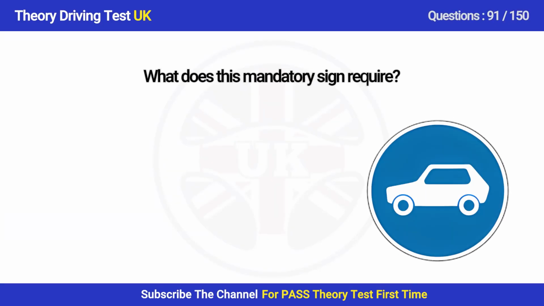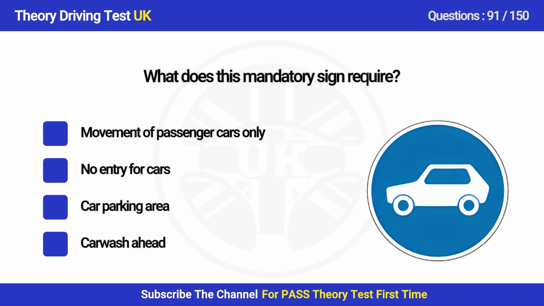Question 91. What does this mandatory sign require? A. Movement of passenger cars only. B. No entry for cars. C. Car parking area ahead. D. Car parking area ahead.